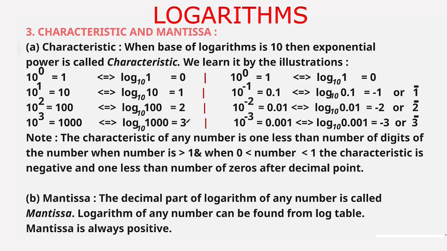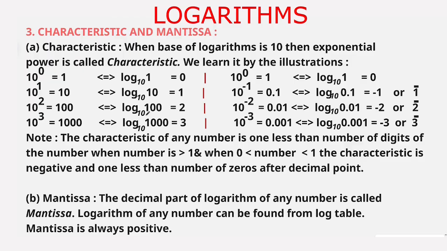Now one more thing you have to learn. When the number of digits of the number whose log we take is known, then the characteristic is 1 less than the number of digits. Here the number of digits is 1, so the characteristic is 0. In log 10, the number of digits of 10 is 2. Therefore, the characteristic is 1 less than 2, which is 1.